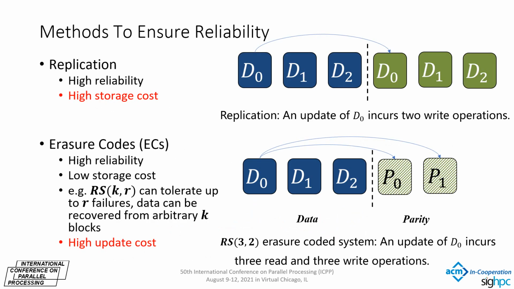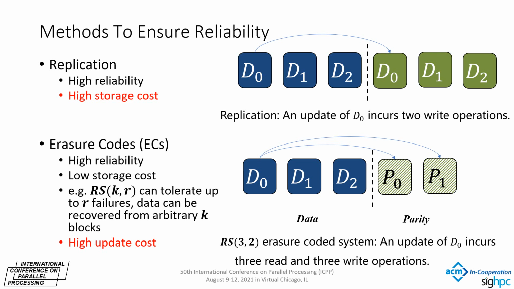Replication is a traditional method that provides high reliability, but its storage cost is high. Erasure coding is another typical method to ensure data reliability of storage systems with low storage cost. In the past 2 decades, numerous erasure codes have been proposed in storage systems. For example, RS(K,R) can tolerate up to R failures. Data can be recovered from arbitrary K blocks.